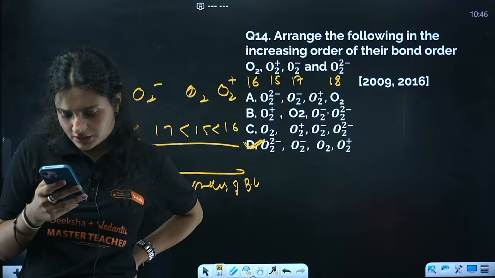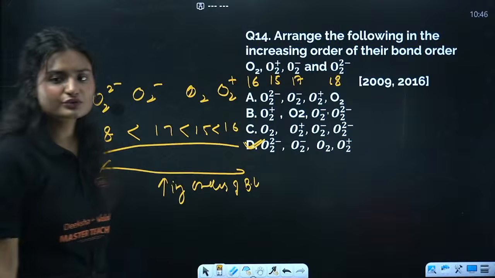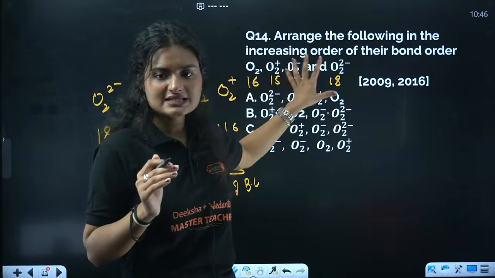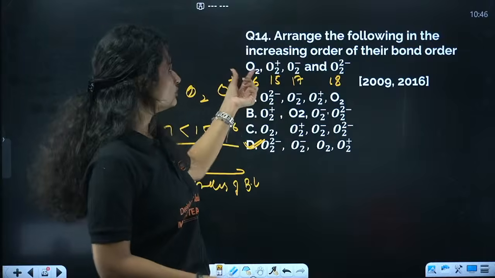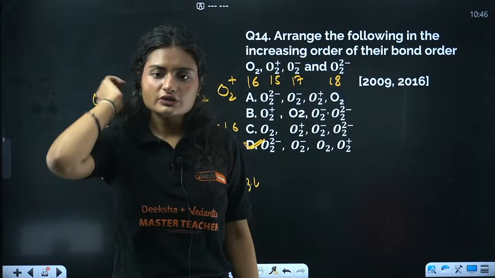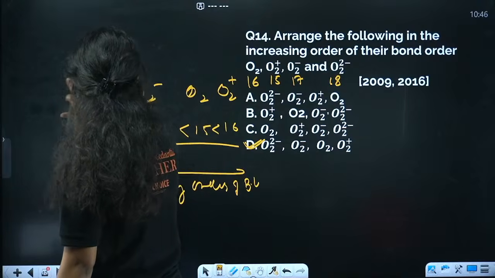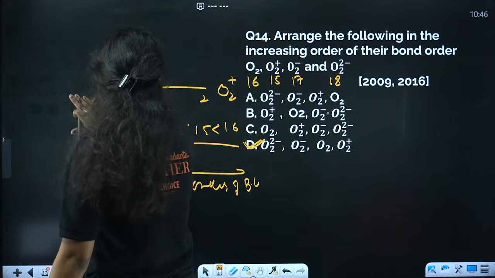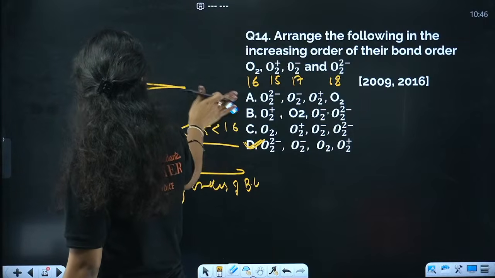Can you repeat question 14? Yes, I'll repeat, Komal. In question 14, we were asked to arrange these in the increasing order of their bond order. We know the number of electrons. If you had joined at the beginning of the class, I told you that we have one standard here. That standard is nitrogen. Normally we take 14 electrons as the standard.